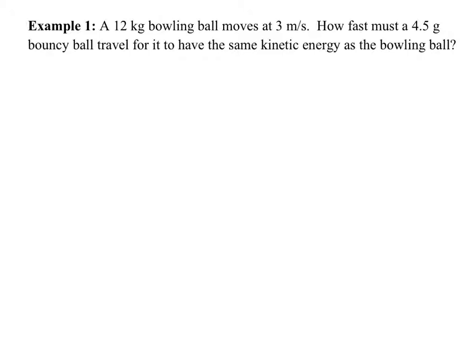So how can I figure this one out? What could I do? I want to know what the velocity should be of the bouncy ball so that it has the same kinetic energy as the bowling ball. Victoria, give me a starting point. Isolate the variable for v. Can you do that? Sure. Okay. So what's the formula to start? K equals 1/2 mv squared.